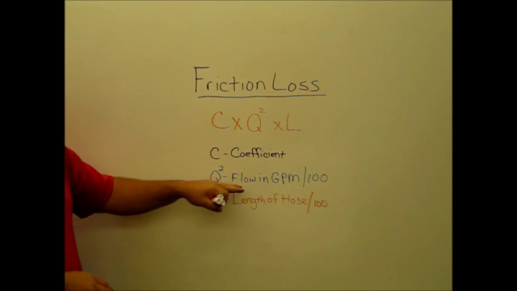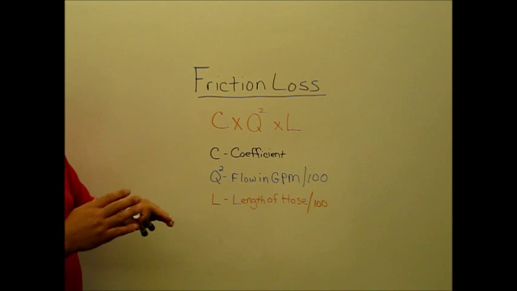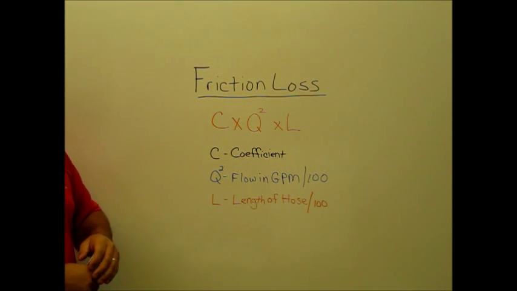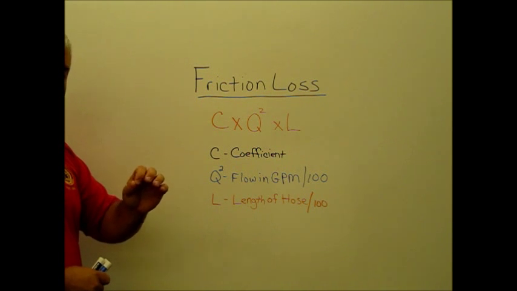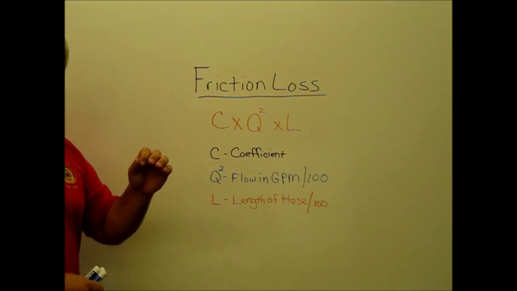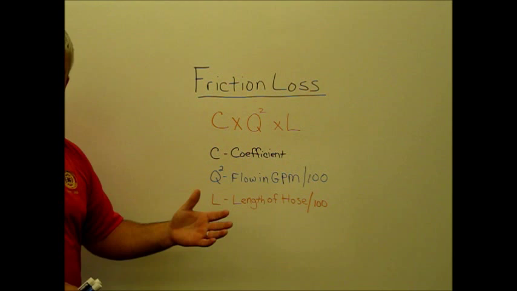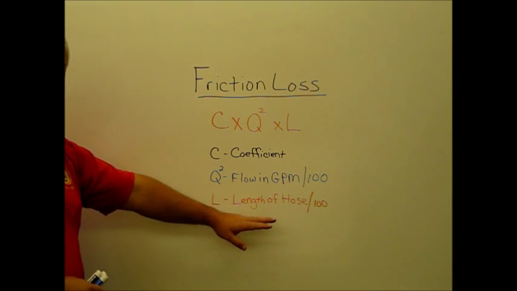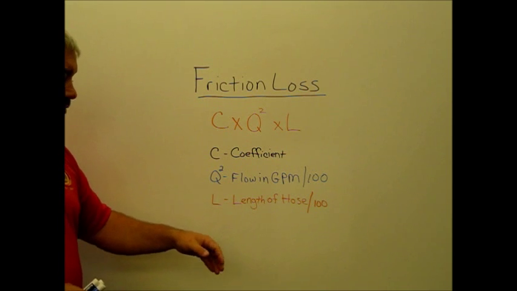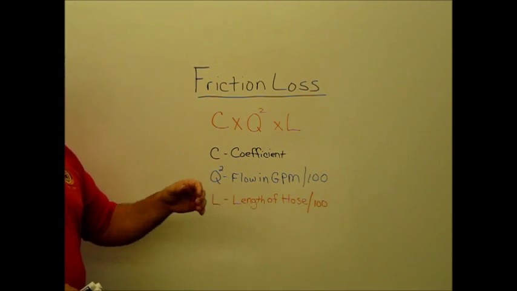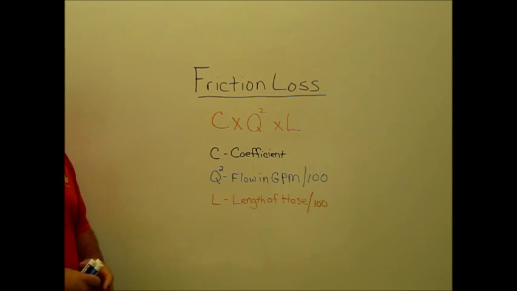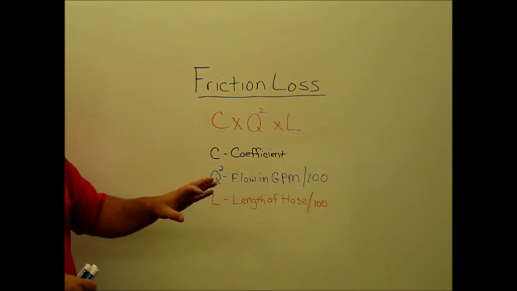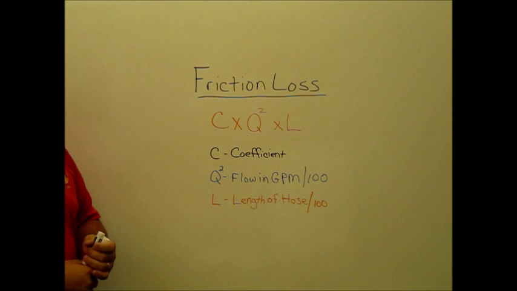Figuring our gallons per minute, how to do that. First thing we got to do before we square that number is divide it by 100. So if you're flowing 200 gallons per minute, you divide that by 100. Simple math gives you 2. We're going to take our length of hose, if you got 200 feet of hose, you divide it by 100, gives you 2. Those are some things I wanted to show you first before you try to do your math and get frustrated.